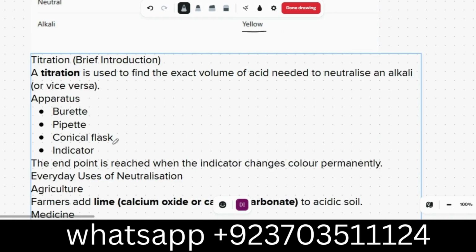Now we are going to talk briefly, a brief introduction of titration. Titration is used to find the exact volume of acid needed to neutralize an alkali or vice versa. We need a burette, pipette, conical flask and indicator. The endpoint is reached when the indicator changes color permanently.